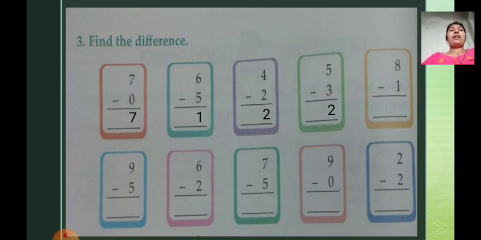Now see the next one. It is 8 minus 1. Now in this video only I told you the trick. When you subtract 1 from any number, you will get the number before that number as the answer. So what is the number before 8? It is 7. So write down the answer 7. Yes. 8 minus 1 is equal to 7.